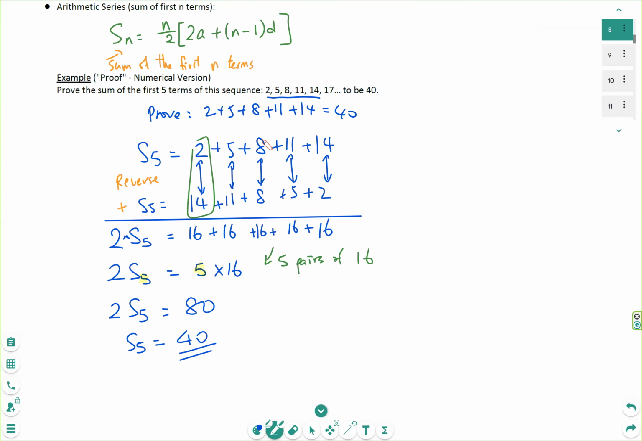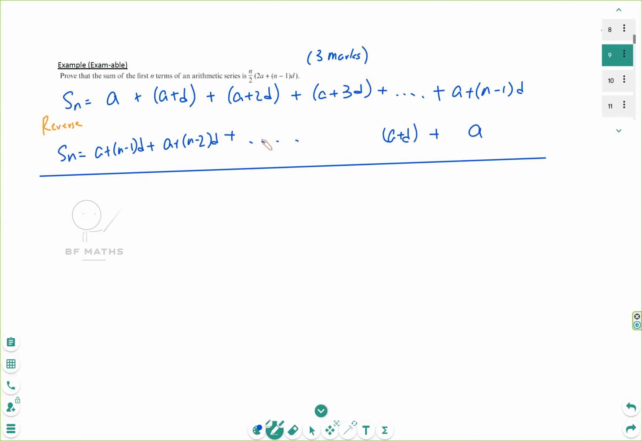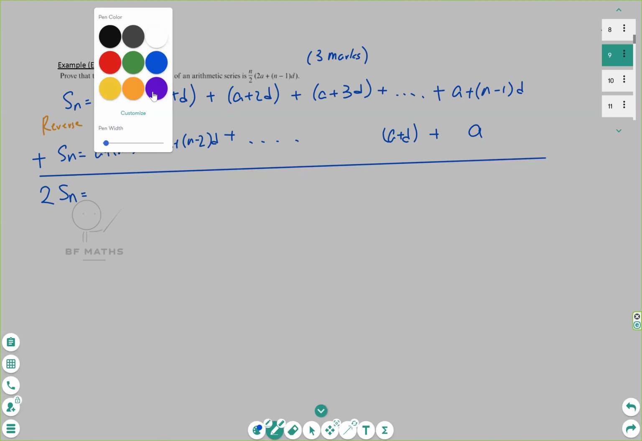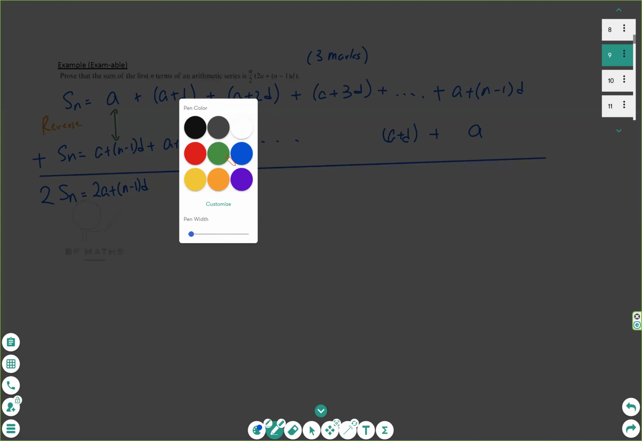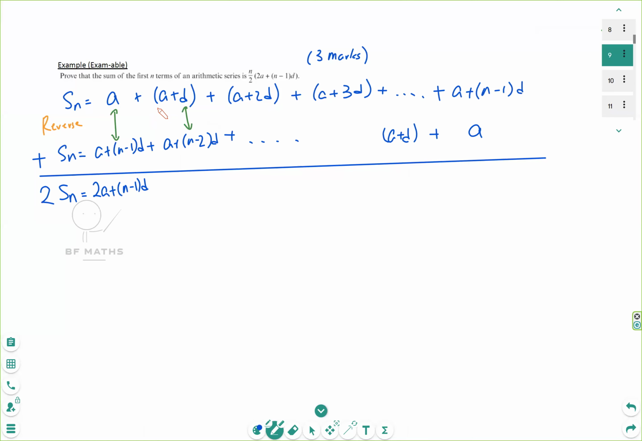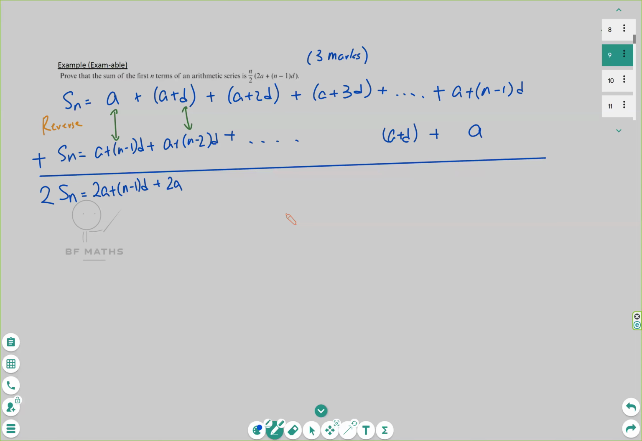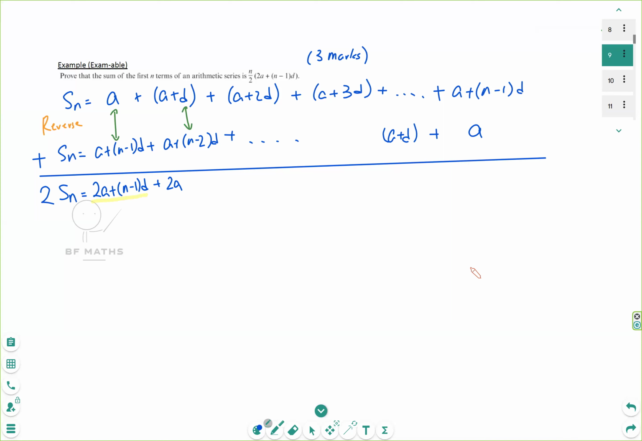So now, what do we do next? Like last time, we add them up together. Sn plus Sn, 2 lots of Sn equal. Now, if you do the pairing again, a plus n minus 1d will become 2a plus n minus 1d, right? A plus a is, again, 2a. So just to make it easier for you to read, I'll underline this term. If you think about expanding the bracket, that's 2d plus d, that's n minus 1d.